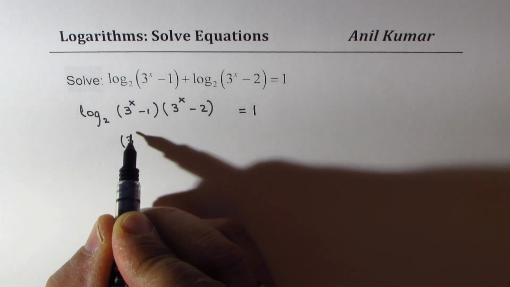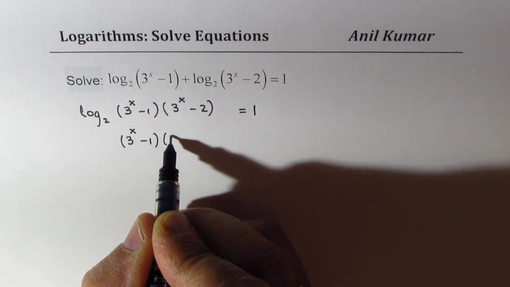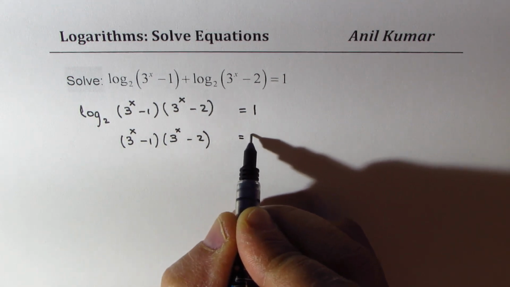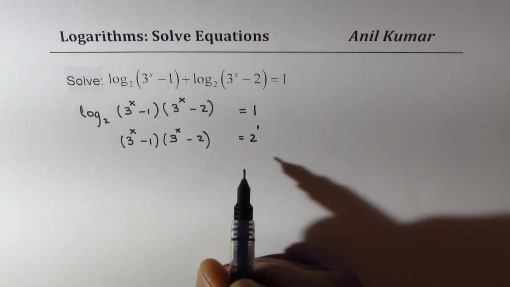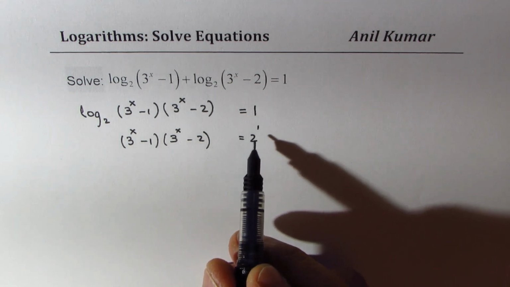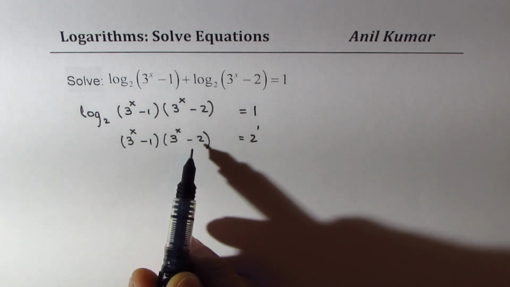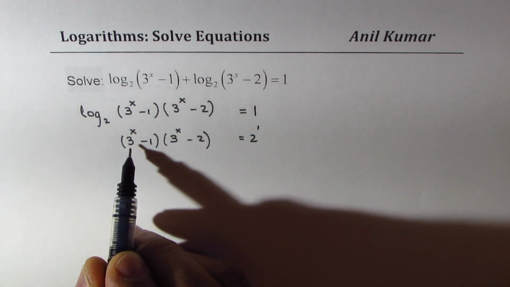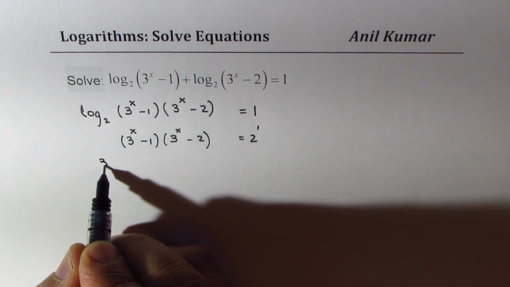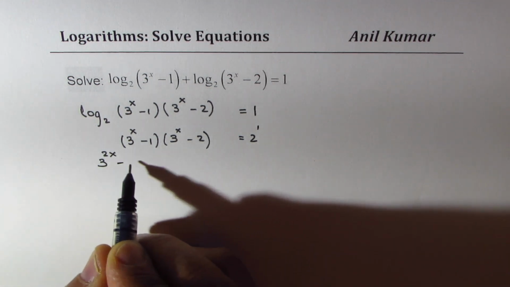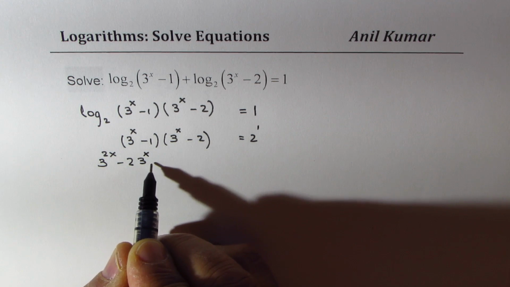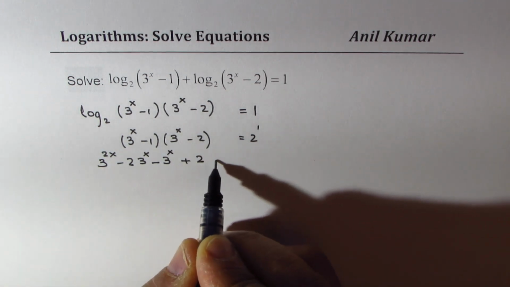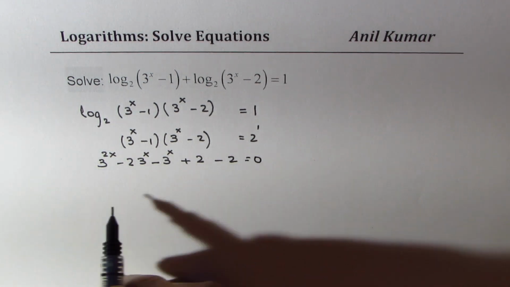So what we get here is 3 to the power of x minus 1 times 3 to the power of x minus 2 is equal to 2 to the power of 1. So that changes to the exponential form. Open this up and bring 2 to the left side and then solve it as a quadratic equation. So when I multiply these two, I get 3 to the power of 2x minus 2 times 3 to the power of x minus 3 to the power of x plus 2. Bringing 2 to the left side, minus 2 equals to 0.